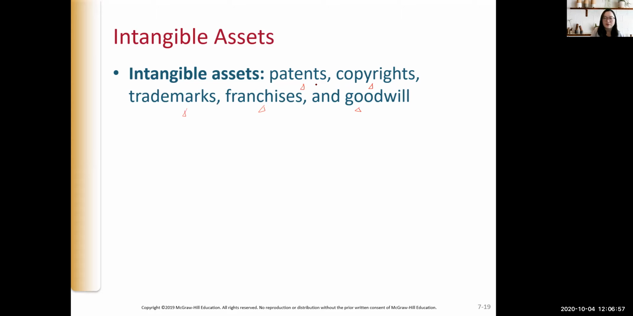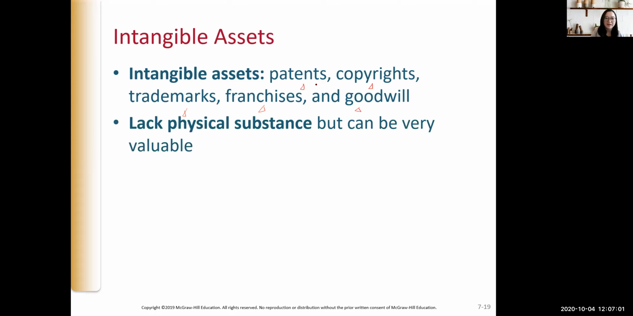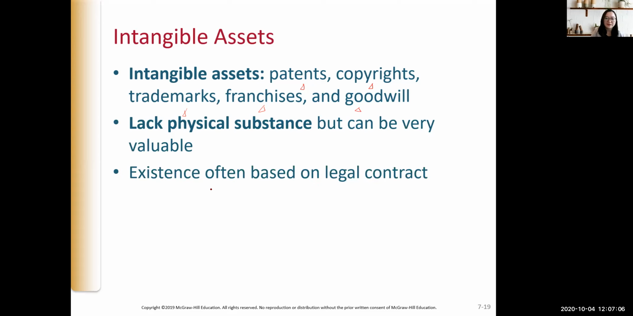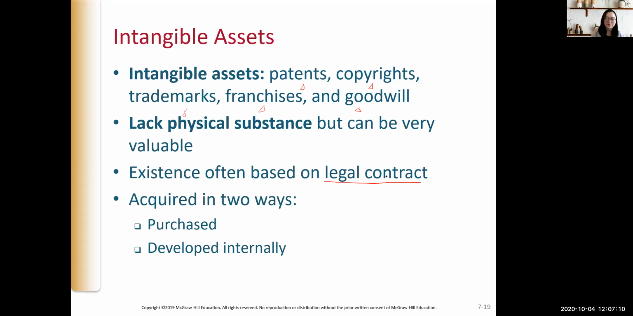They are the resource of generating money, right? And then they are very valuable, right? And the existence is often based on a legal contract. And then you acquire them in basically two ways. One is purchase from someone, or another one is developing internally.